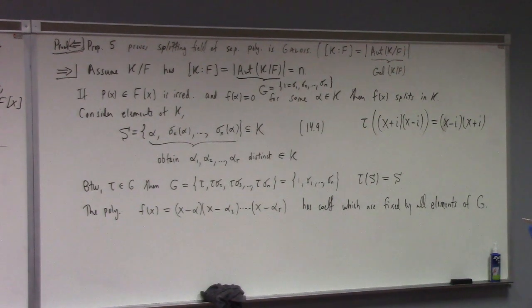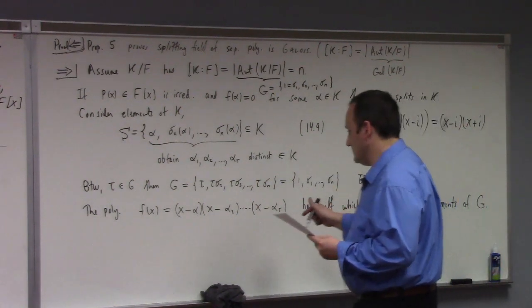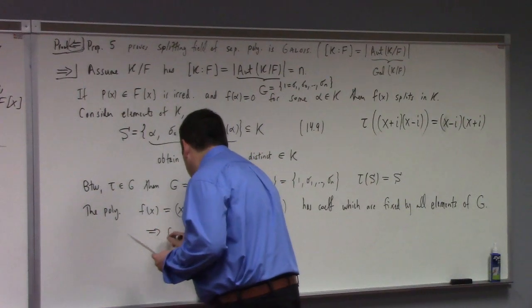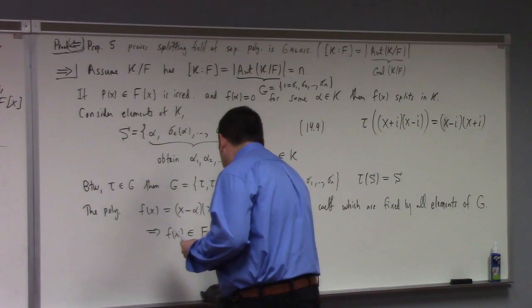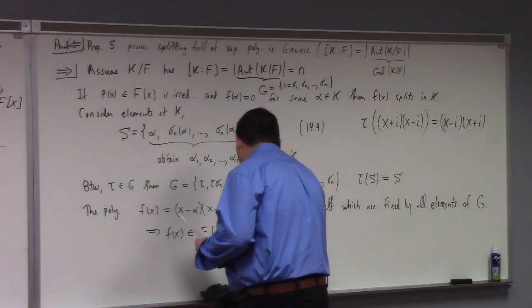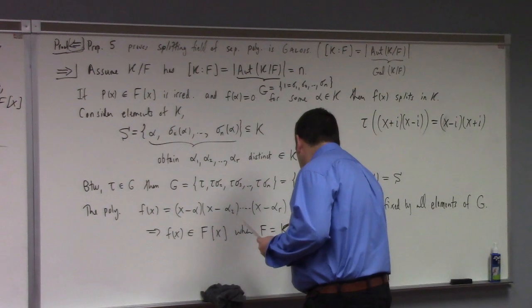All right. He says, hence the coefficients lie in the fixed field of G, which by corollary 10 is the field F. Hence, f of x is in F of x, where F is equal to the fixed field of G.